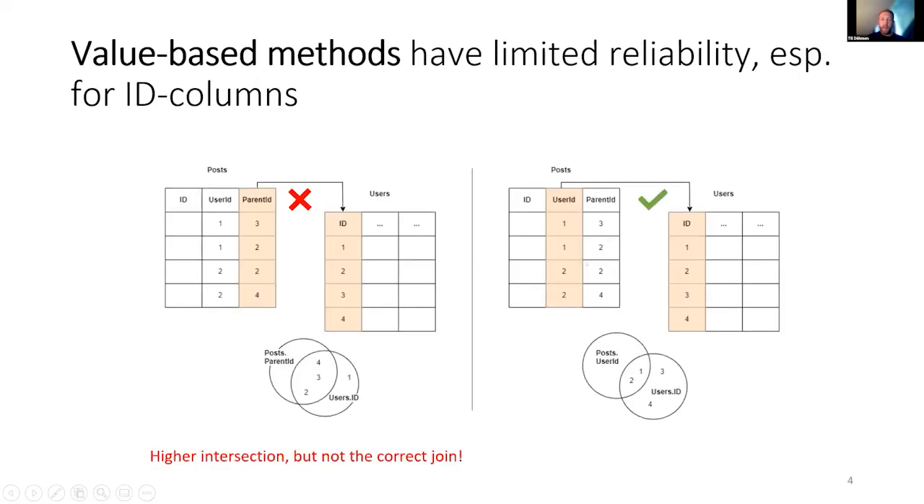And there are, of course, existing methods like value-based methods, but especially for ID columns, they have limited reliability. Because we can get false positives quite easily when we look at ID columns, which might be just an increasing ID, we can have very high value overlaps, so high set intersections, which are the primary signal for this value-based method. And here in this example on the right side, the actual correct join has a lower intersection.